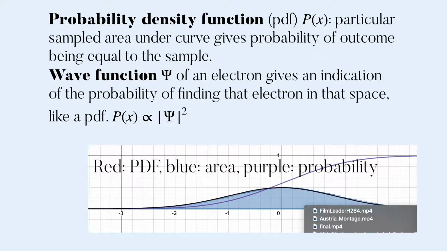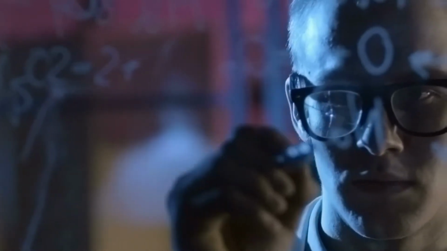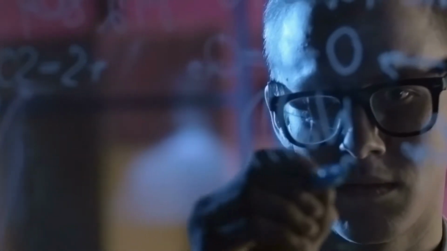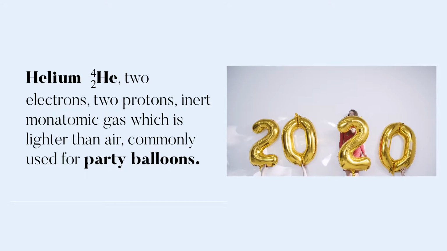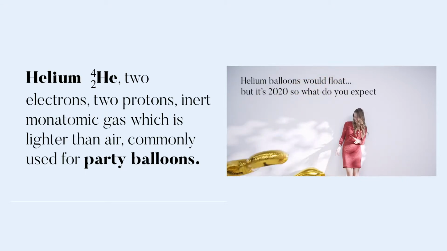electron in this region. Physicists have calculated these wave functions for simple cases such as the hydrogen atom, but for the next atom in the periodic table, helium, it's ridiculously difficult to solve due to the complexity induced by electron-electron repulsion.